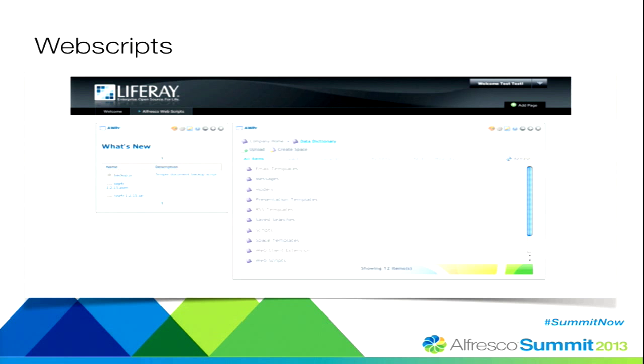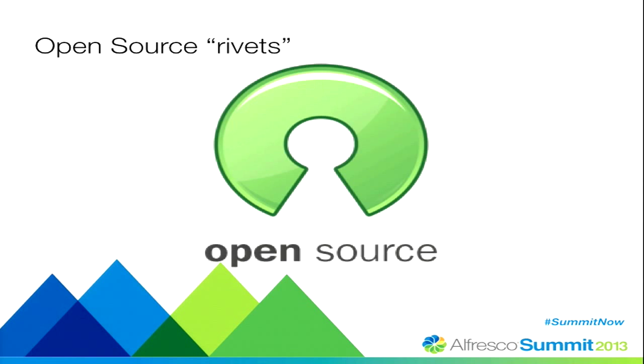The other one is the Webscripts that we talked about. You can expose Webscripts inside of Liferay, and that gives you some functionality, like widgets that you could use.